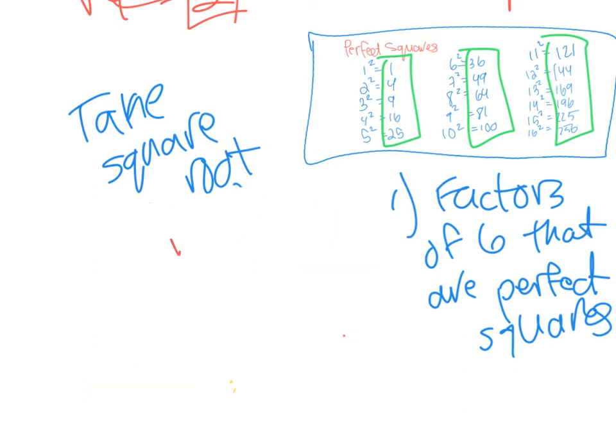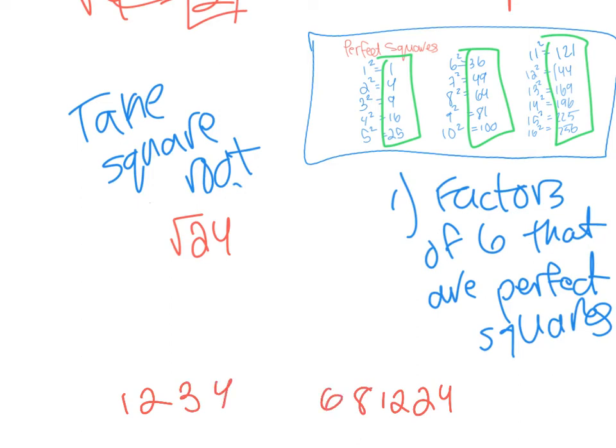Okay, let's do another one. Let's do square root of 24. So I want to list out all of the factors first, okay? So what are factors of 24? Well, we have 1 and 24. We have 2 and 12. Notice how I'm just going up the number line. 3 and 8, 4 and 6.